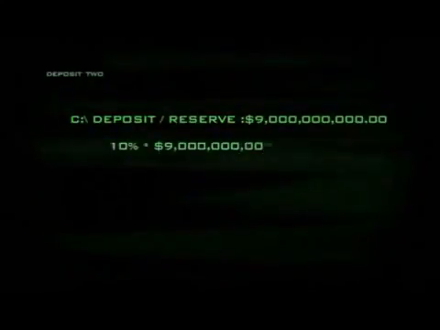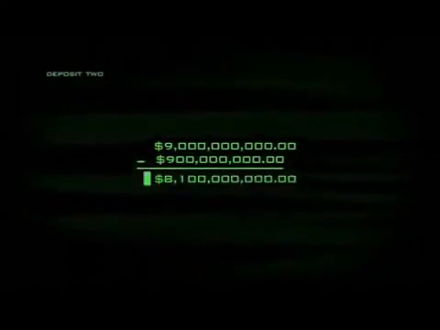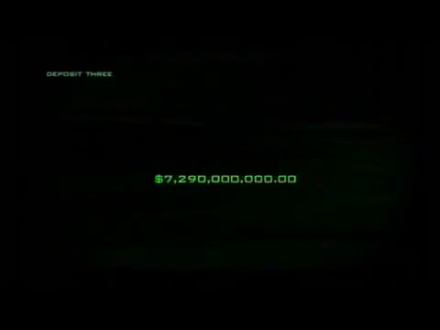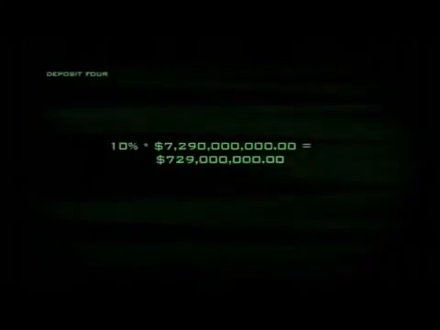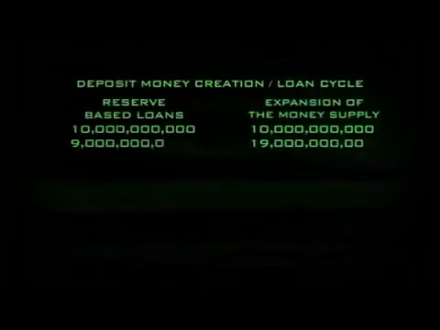The process then repeats, for that deposit becomes part of the bank's reserves. 10% is isolated, and in turn 90% of the $9 billion, or $8.1 billion, is now available as newly created money for more loans. And of course, that 8.1 can be loaned out and redeposited, creating an additional 7.2 billion, to 6.5 billion, to 5.9 billion, etc. This deposit money creation loan cycle can technically go on to infinity.